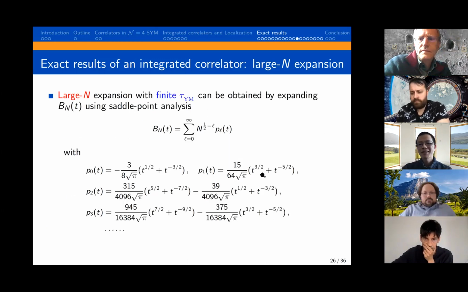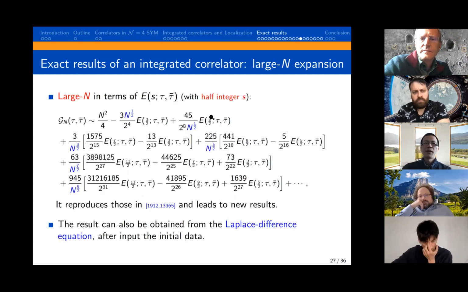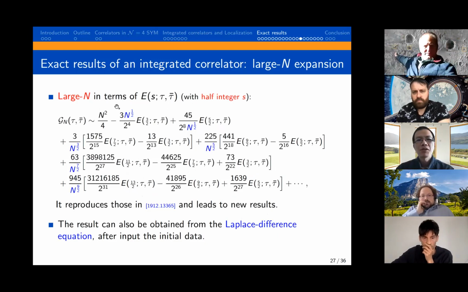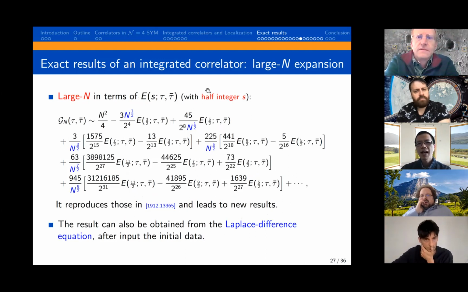Each term basically turns into non-holomorphic Eisenstein series. But let me see again. If you do what I said, the large N expansion of that integrated correlator is again expanded in terms of non-holomorphic Eisenstein series, but now with a half integer.